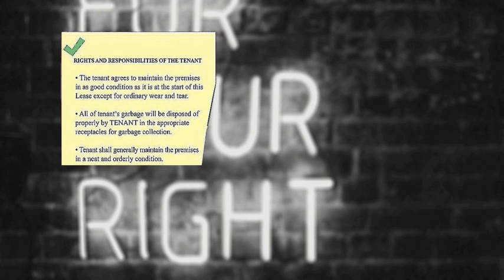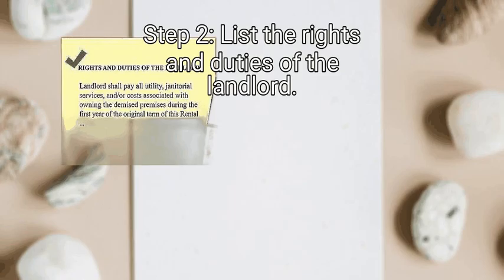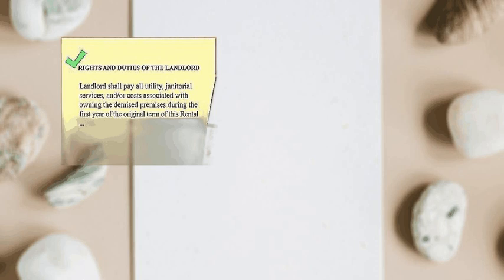Many leases require the tenant to maintain renters' insurance to protect their belongings in the event of theft, fire, or other issues. Step 2. List the rights and duties of the landlord. As the landlord, you have duties set forth in your local landlord-tenant law. Generally, you are expected to maintain the property in livable condition and make any repairs promptly.